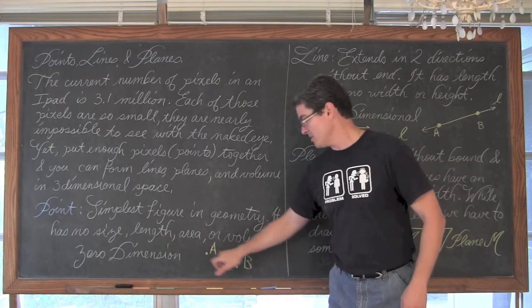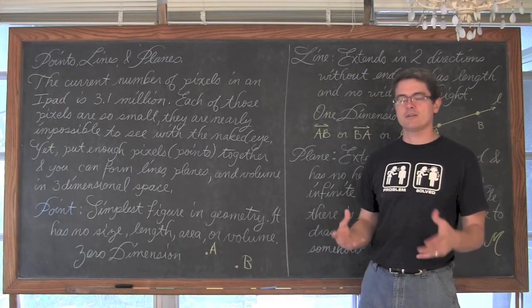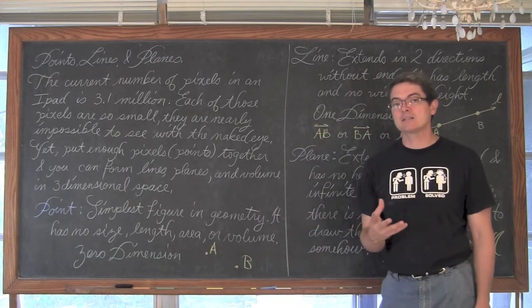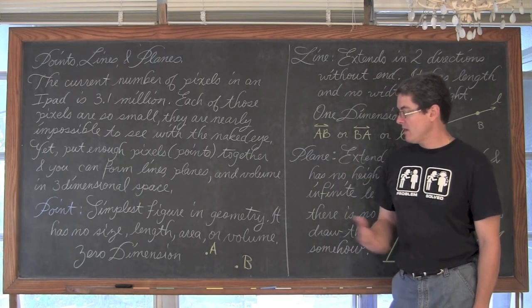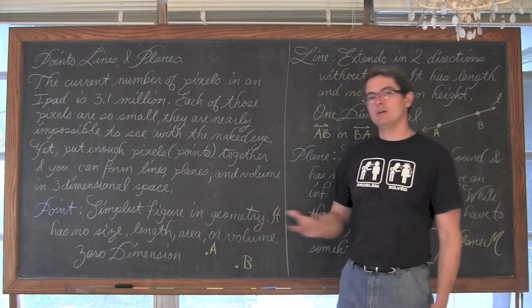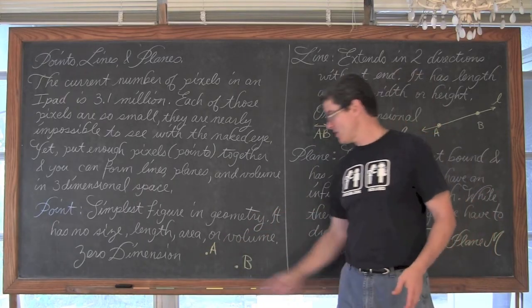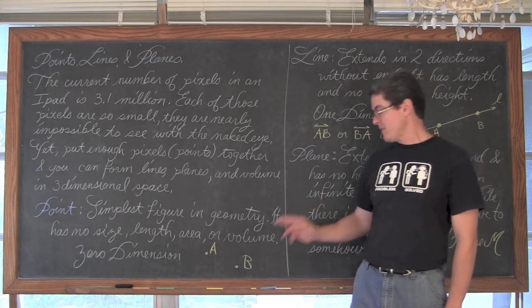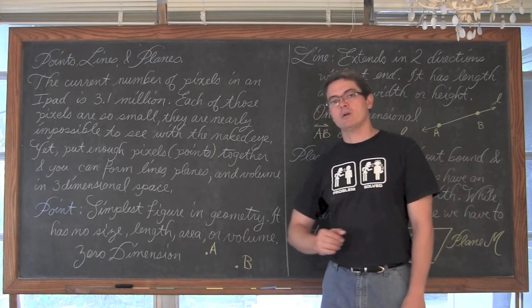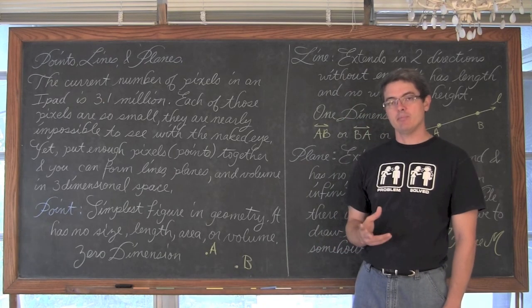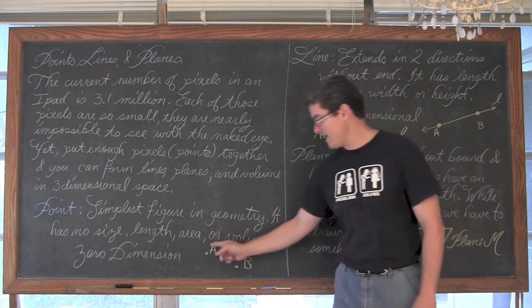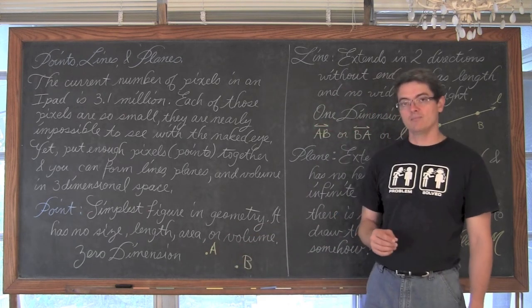Now I've identified a couple of points here on the chalkboard, and we of course have to represent them with something that we can see, so we put a dot which has size. It's so wide and so tall, but I've got to be able to see it. So at this point I'm going to identify this as point A and point B. We label points with a capital letter in geometry. So we have point A and point B here.